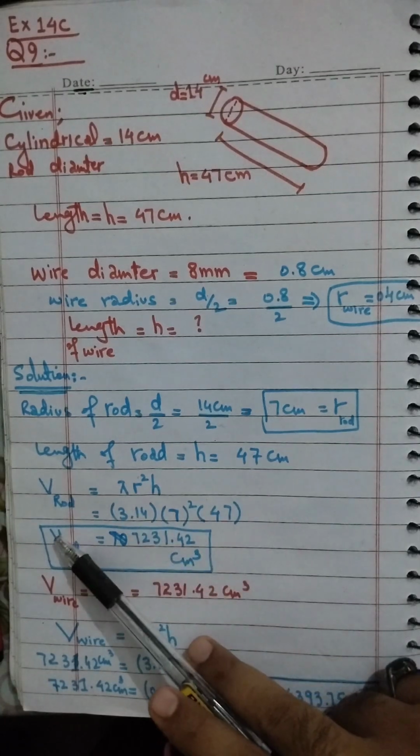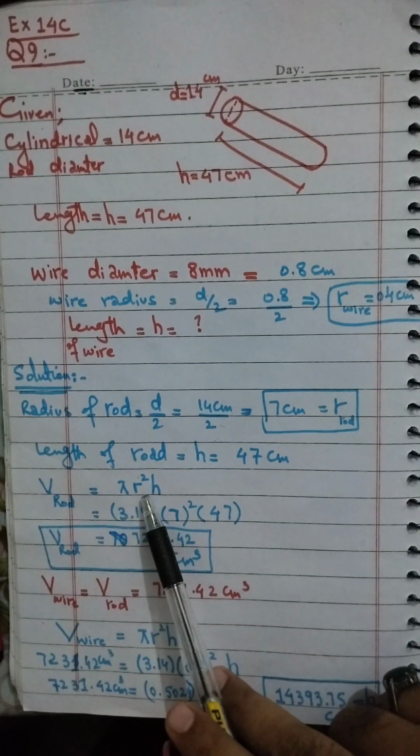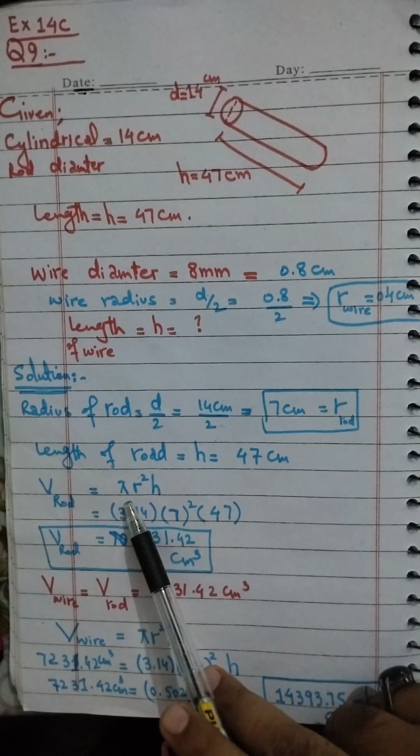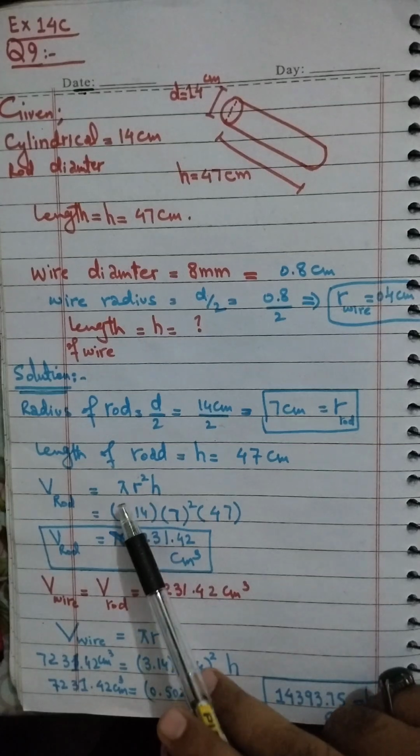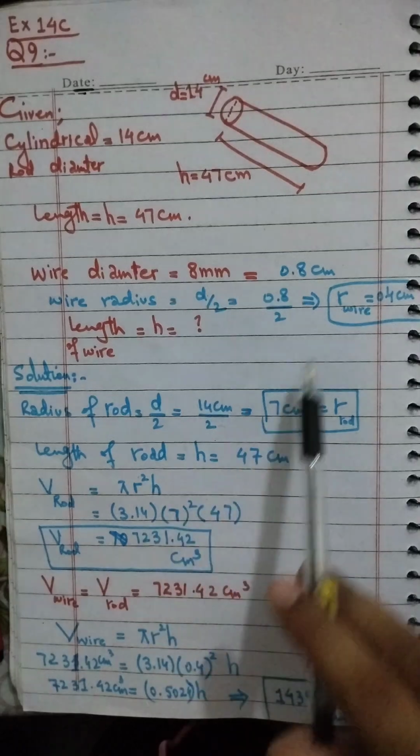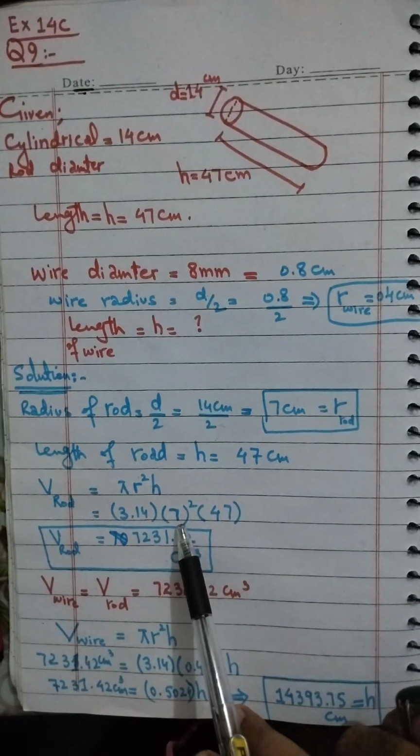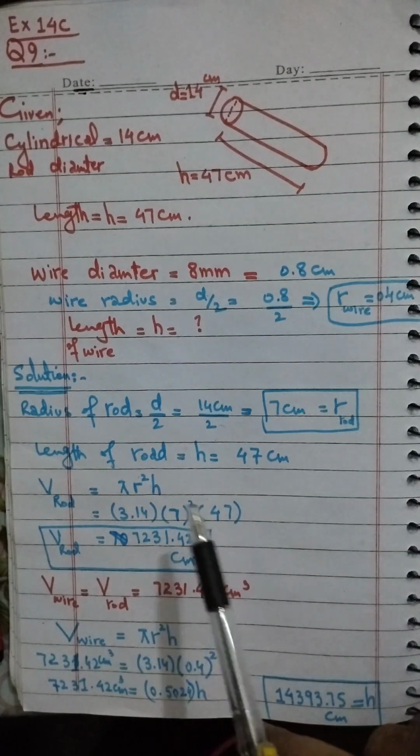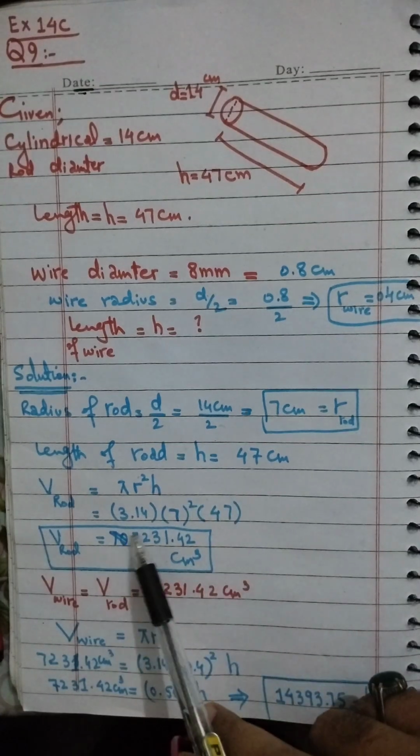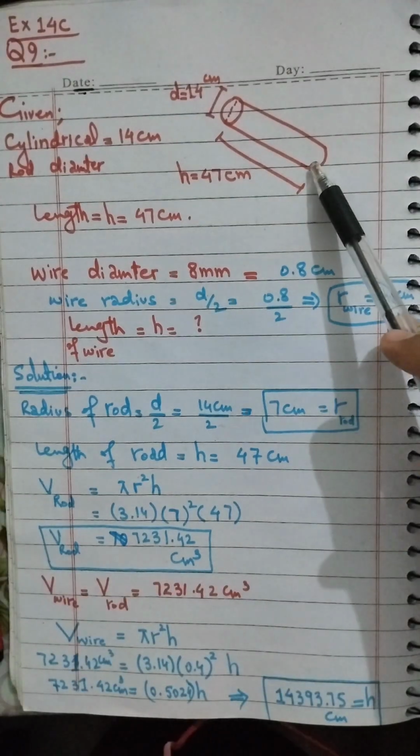After that we will use the volume formula for the rod, which is given by pi r square h. Pi's value is 3.14 and r, the radius, is calculated over here. It was 7 centimeters squared and the 47 is the height which is given to us. We will calculate by the calculator. We got the volume of the rod.